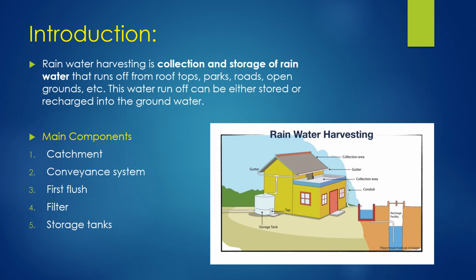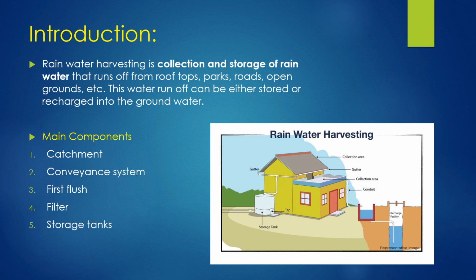The next is the first flush. This device is used to flush off the water received in the first shower. The first shower of rain needs to be flushed off to avoid contaminated particles in the water. It also helps in cleaning of silt and other materials deposited on the roof during the dry season.